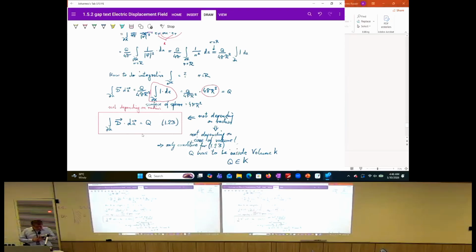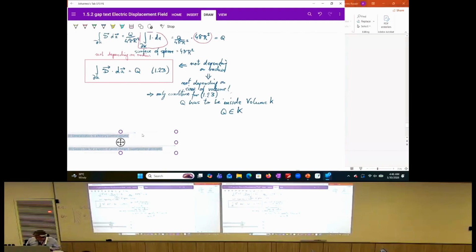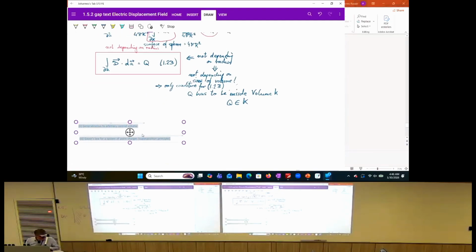So this is Gauss's law, and I'll give you some examples. But this is also a very important takeaway. We can now do a generalization to an arbitrary control volume.